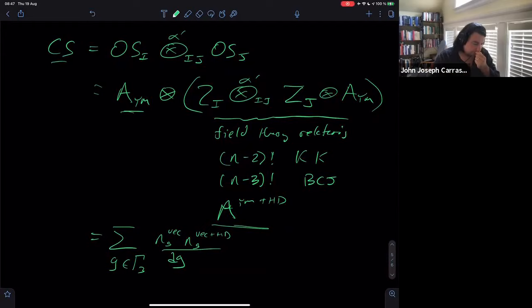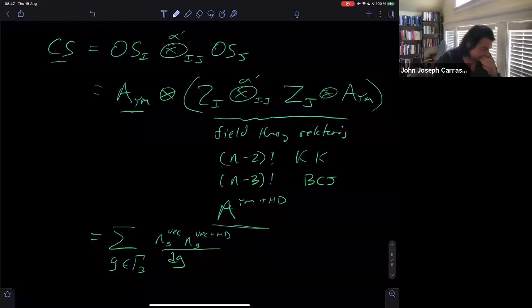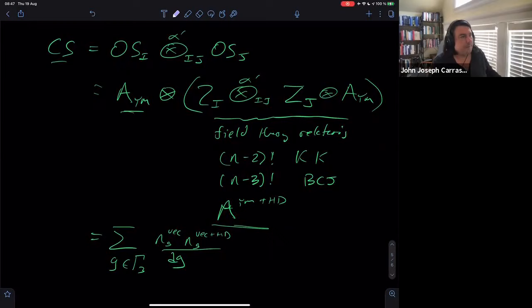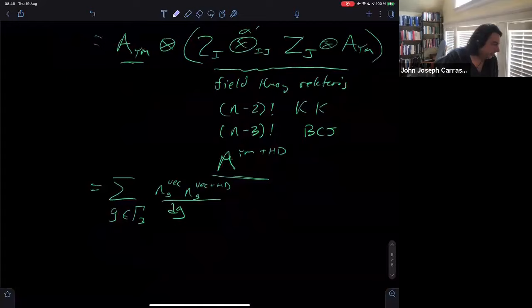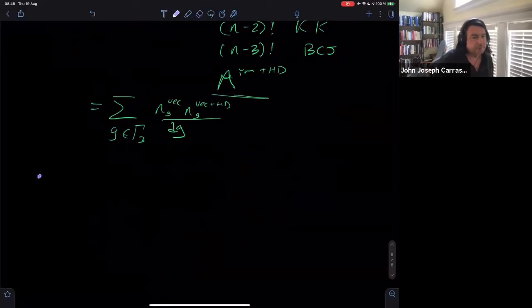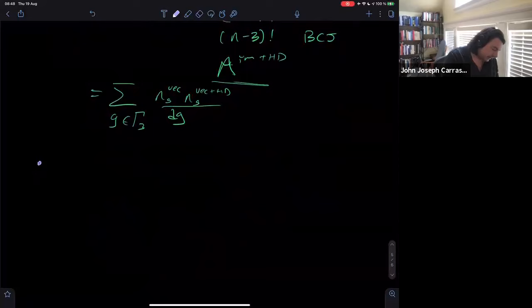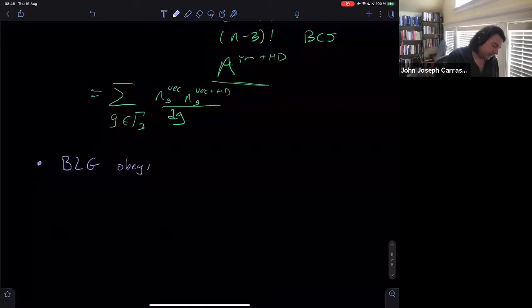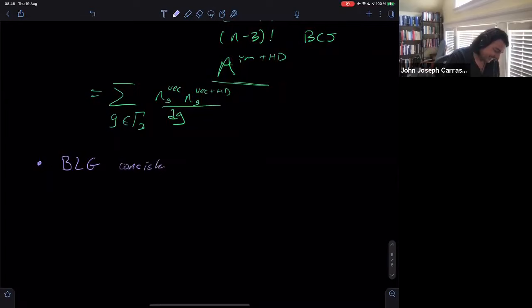Okay, let me highlight another of the big surprises over the past few years that really blew me away, and this is something that I think we haven't heard about in Amplitudes for a while, but I'd just like to remind you, and it's that Bagger-Lambert-Gustavsson obeys color kinematics. Obeys, that sounds so strong. How about it's consistent with color kinematics? You can write it in a color dual form.